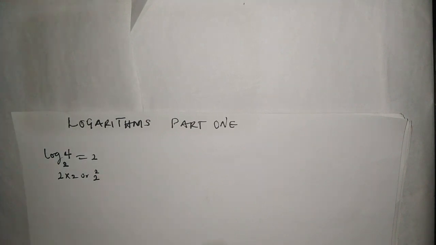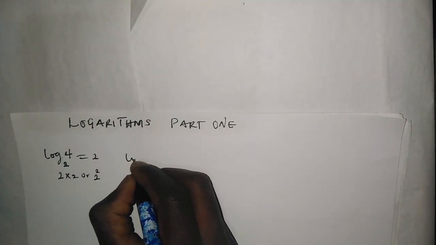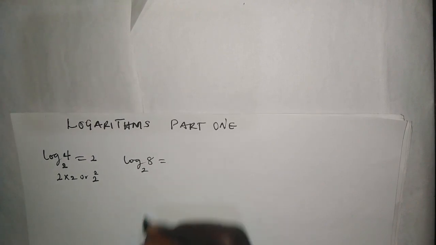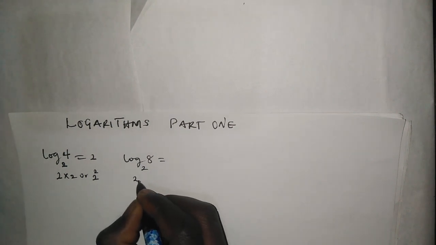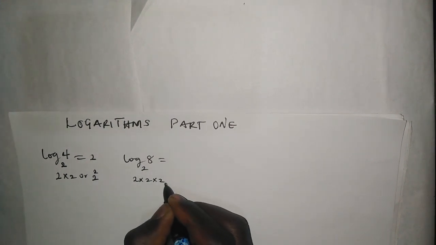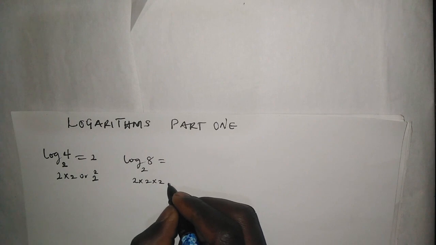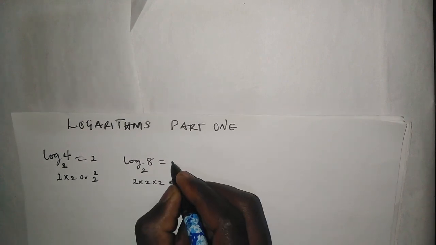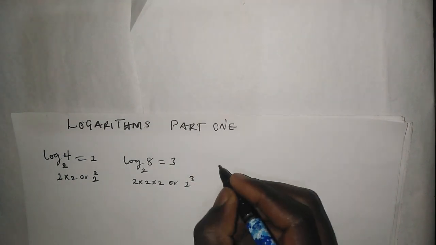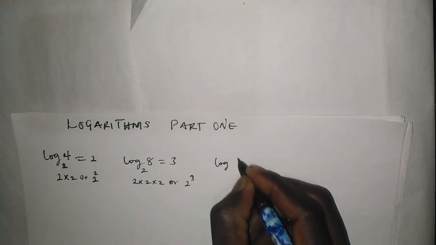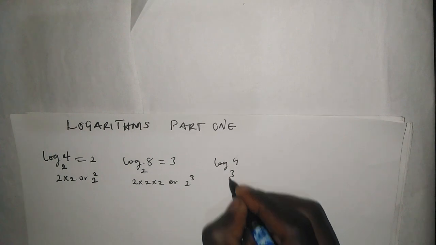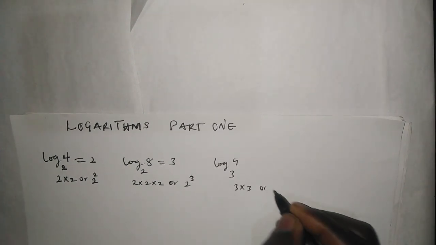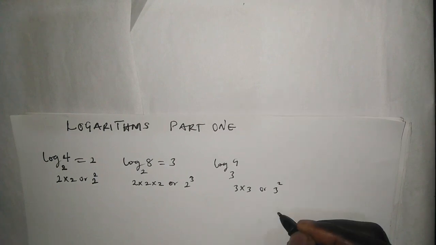Let's take another example. Let's say log 8 base 2. Now in log 8 base 2, we know that 2 times 2 times 2 is equal to 8. Or you can say 2 raised to power 3 is equal to 8. Therefore, 3 is the answer. Let's say log 9 base 3. So you say 3 times 3 or 3 raised to power 2.